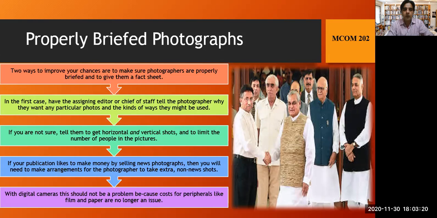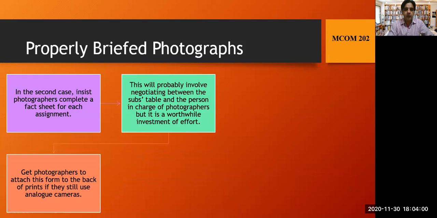So if you are not sure, tell them to get horizontal or vertical shots and to limit the number of people in the picture. Because if you get a group photo, probably you won't be knowing everyone, or probably your photographer will not be knowing everyone. So if your publication likes to make money by selling news photographs, then you will need to make arrangements for the photographers to take extra non-news shots as well. Because nowadays we are using digital cameras and we have those cameras in our mobile phones, so this should not be a problem, because cost of the peripherals like film and paper are no longer an issue. You can take as many pictures as you want, and even you can sell those pictures as well.